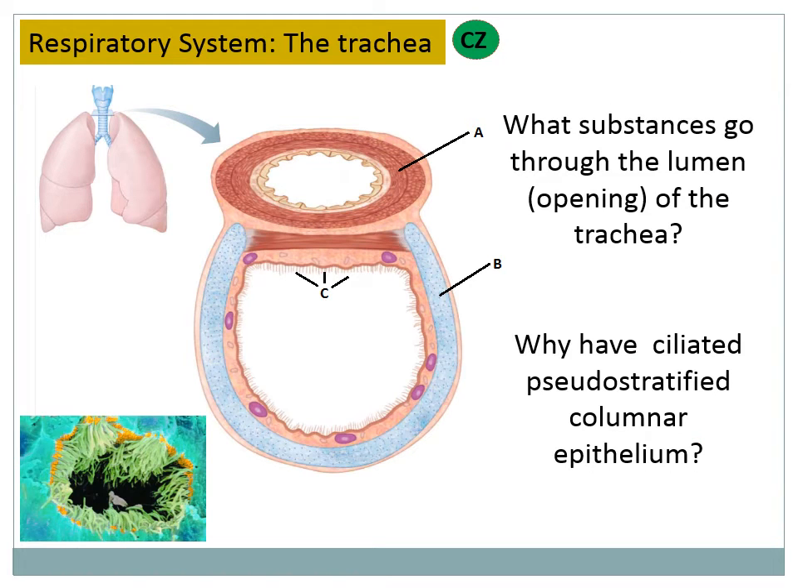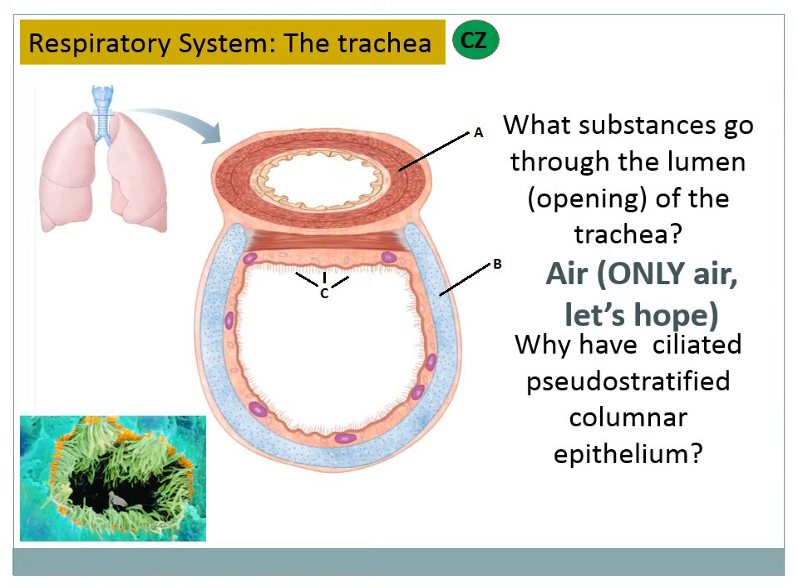So looking at our trachea here, we want to know what substances go through the lumen. A lumen just means opening of the trachea. Hopefully, you just said air. Only air, all right? We don't want other things to go down our trachea, right? We don't want that to happen. If that does happen, it's because the epiglottis didn't do its job, all right? So we only want air to go down our trachea. Everything else, you want food, you want water to go down your esophagus.